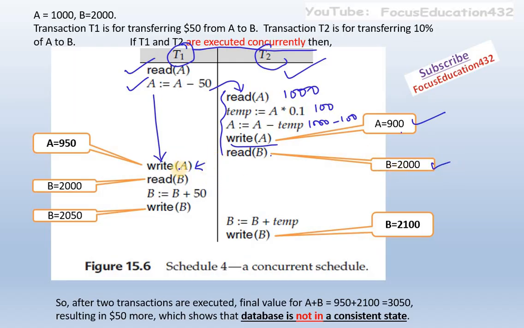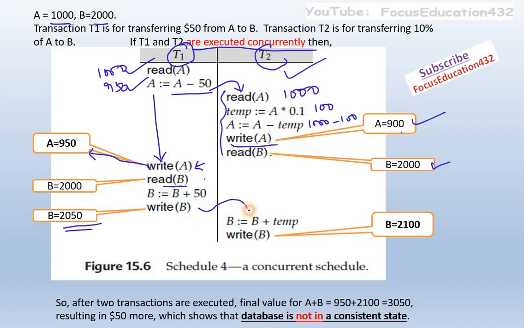Now the other part, of T1, is continued. Initially it has done A minus 50. Now write A. Initially, what is the value of A? It is 1000. When we remove 50, it becomes 950, and this is saved here. This part has been saved by T1 at this stage. Now read B. What is the value of read B? 2000 here, right? Initially A is 1000 and B is 2000. So read B means 2000 here. Now 50 is added to B. Now write B means 2050.